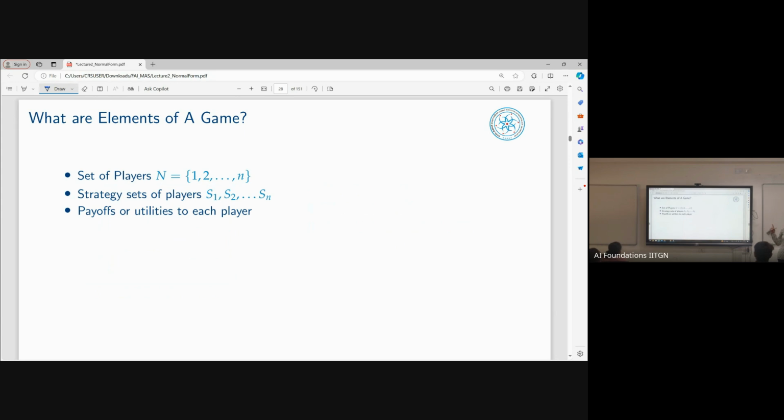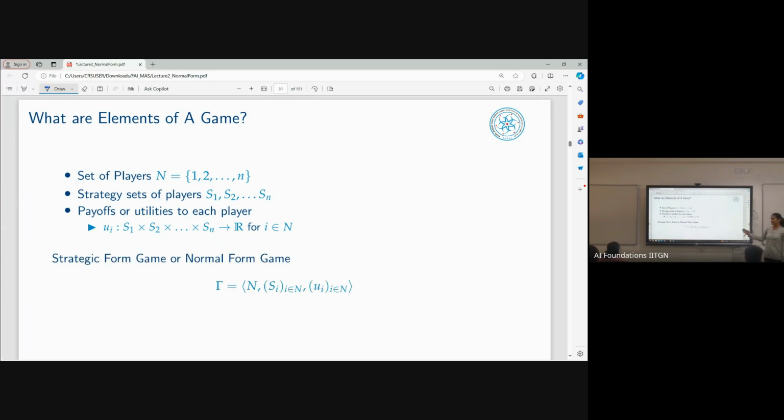There are payoffs or utilities to each player. And now, how are these utilities defined? The utility for every player i is dependent on all the strategies. It's a function of everybody's strategy. That results in one utility value. So that is something that you need to keep in mind.